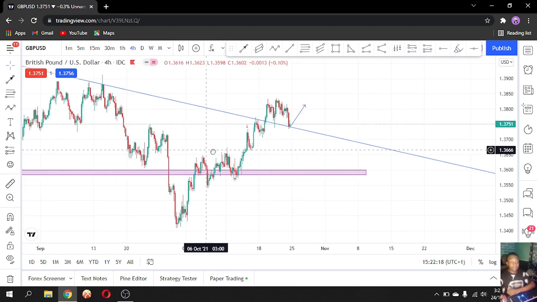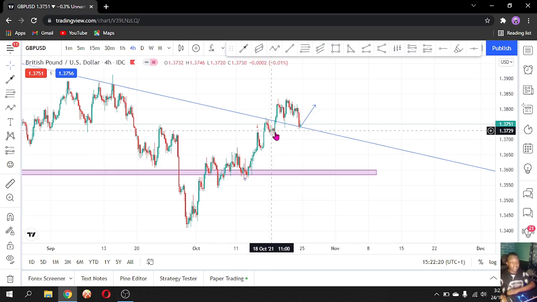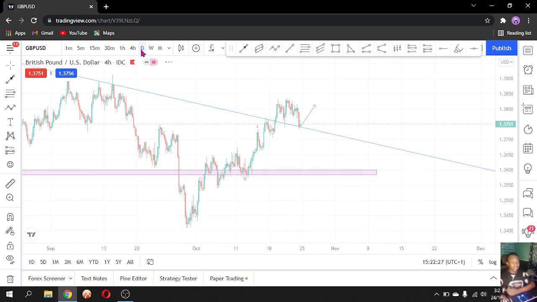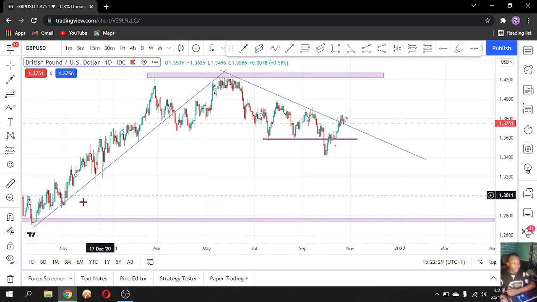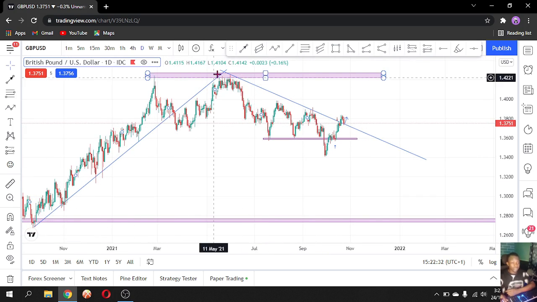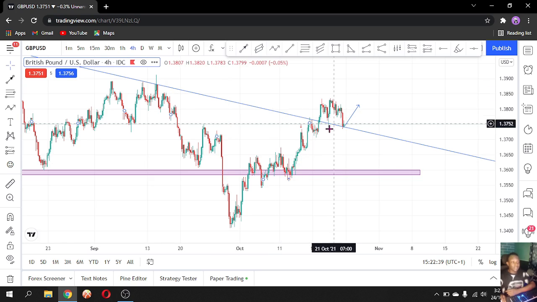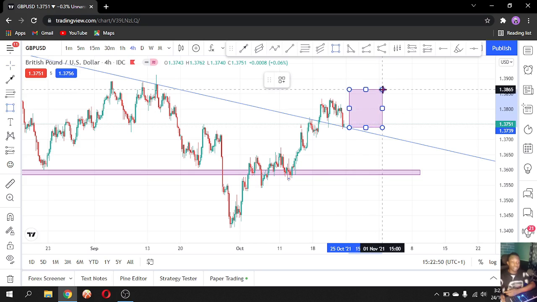Good. On the 4 hour time frame, GBP USD, we have price breaking this resistance. Going back to the daily time frame, we can see how we earlier drew all these tools, the resistance, our trend lines, and our support. And on the 4 hour time frame, price broke this bearish resistance and is back for a retest. So GBP USD will push further up.